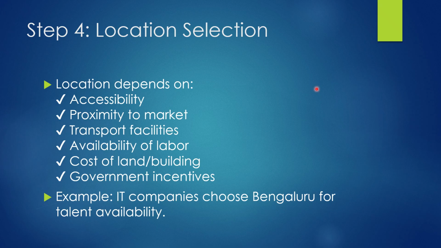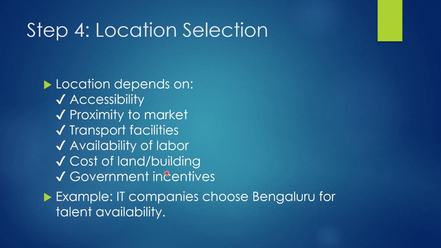So the factors that influence the location decision include the proximity of the customers, or accessibility and proximity to the market, the availability of raw materials, availability of labor, transportation and connectivity, government policies and incentives, availability of skilled laborers, cost of land and rent, a very important point, infrastructure facilities and the competition in that particular area.